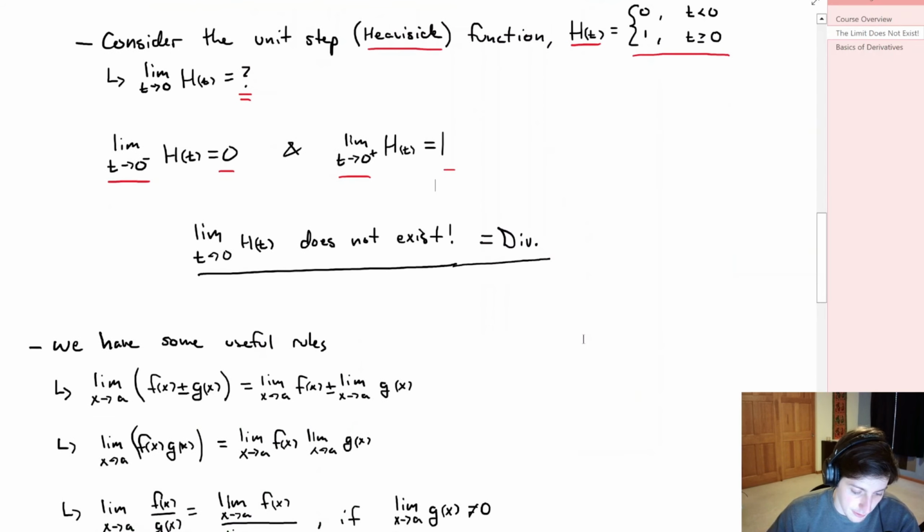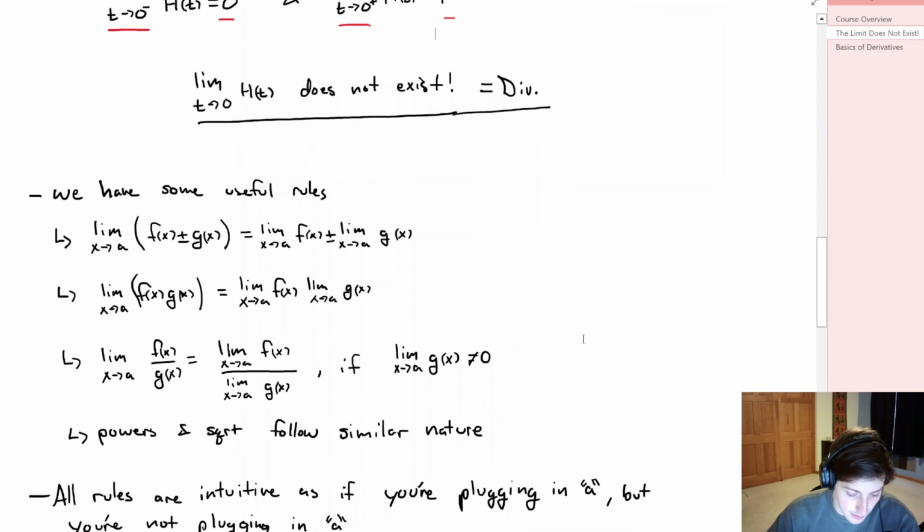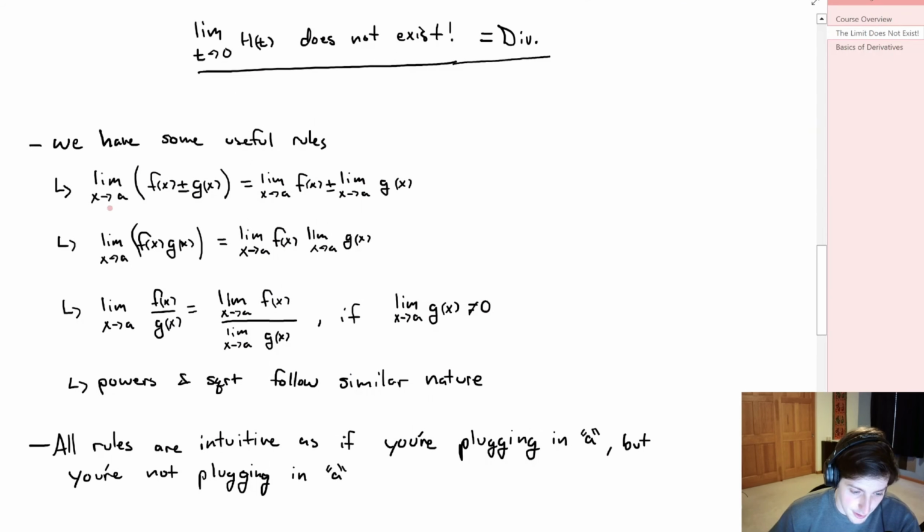But we can actually have some useful rules with limits. So just a few of them are listed here. We can have the limit as x goes to a of f of x plus or minus g of x. You can simply just break that up, so you have the limit as x goes to a of f of x plus or minus the limit as x goes to a of g of x. If you have two functions multiplied together and you take that limit, you can break those up. If you have two functions that are being divided, you can break those up.